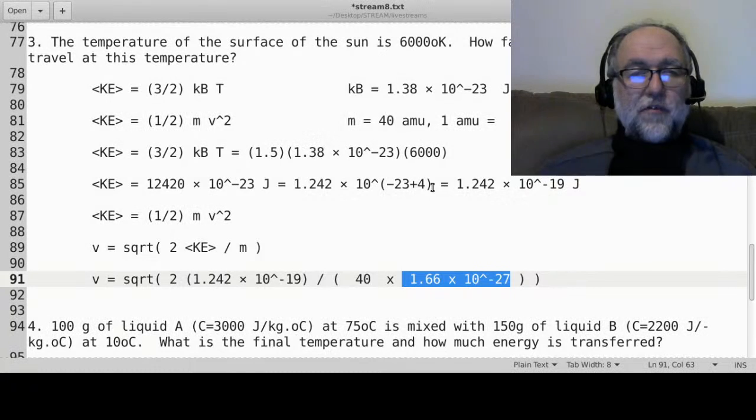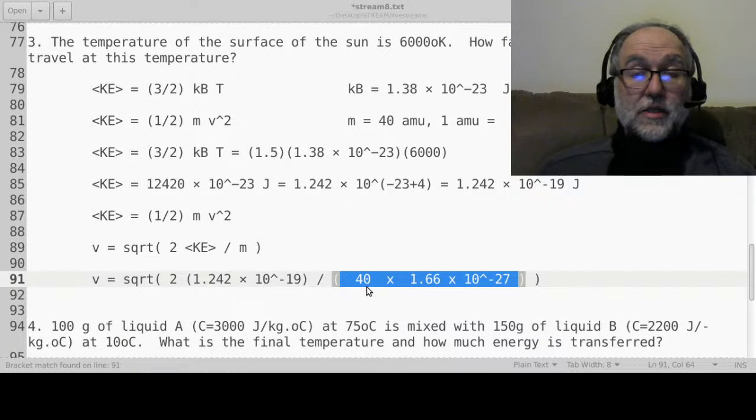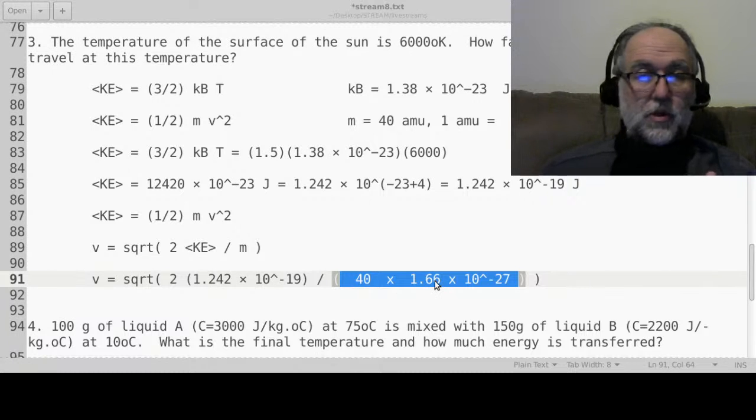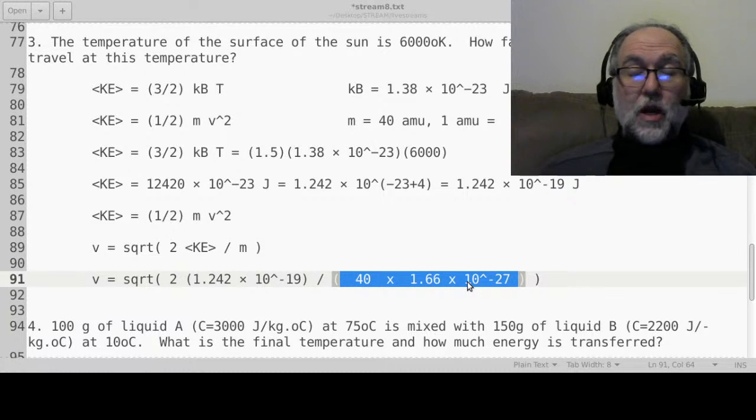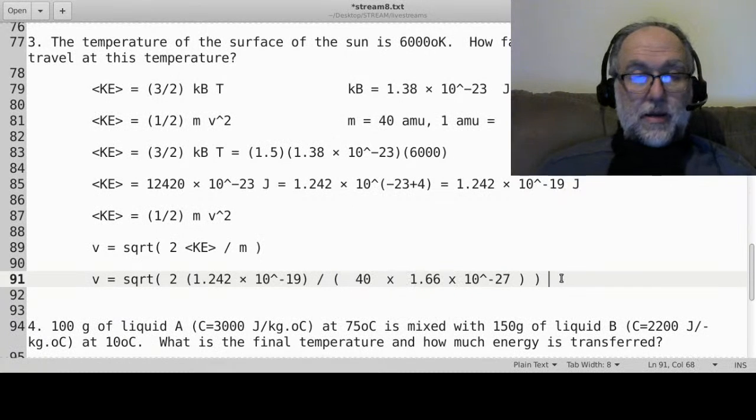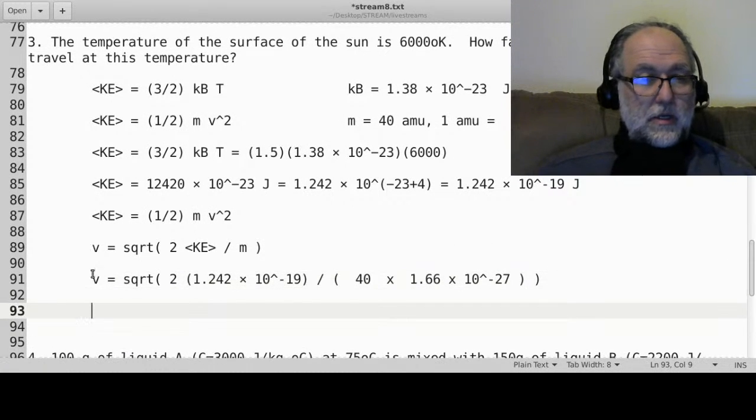So what did I do here for m? This whole thing is m right there. The 40 is the number of atomic mass units. Each atomic mass unit is 1.66 times 10 to the negative 27 kilograms. So 40 times 1.66 times 10 to the minus 27. That's the mass of one argon atom in kilograms. So what's this equal to? Well, let me do that on the calculator.